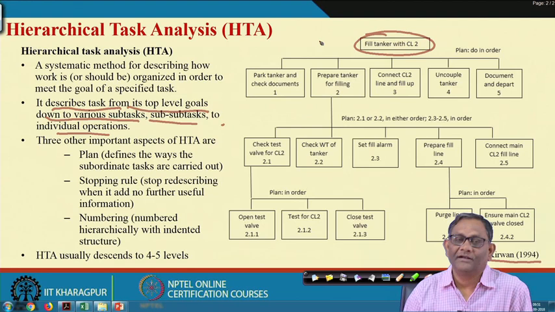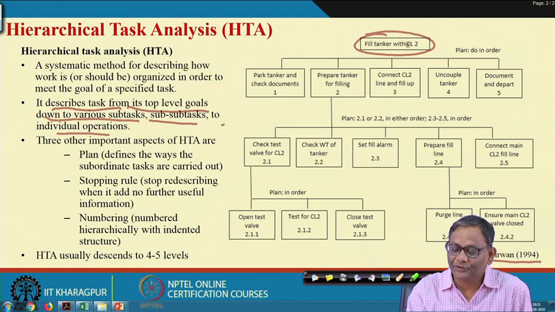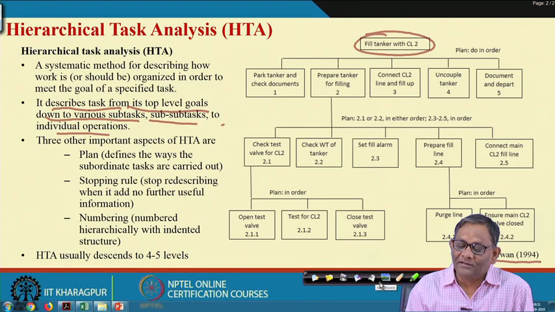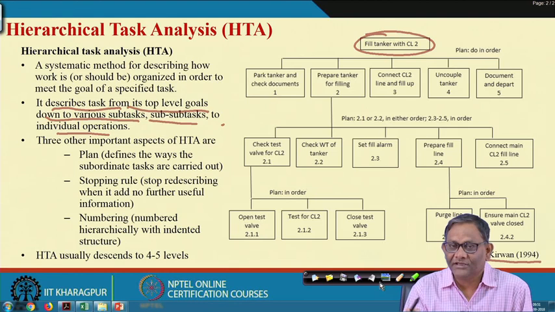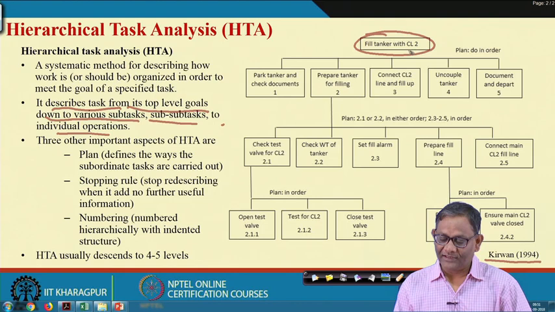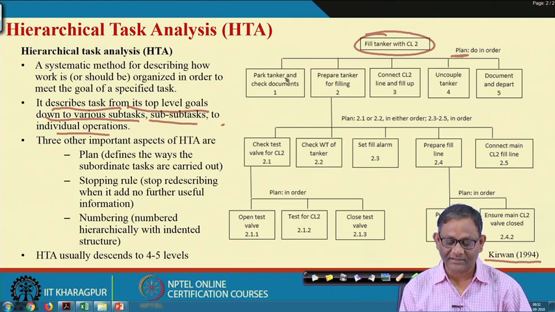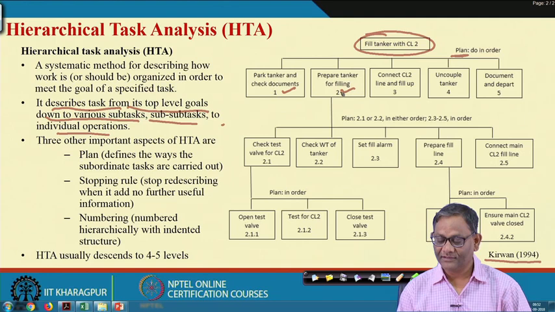Task analysis says this is my goal: we want to fill the tanker with Cl2. In order to achieve this, what are the things to be done? You have to first plan what is to be done, identify the sequence of execution, and the action to be taken. That is what task analysis is. Fill tanker with Cl2: first you are planning, and in order you have to first park tanker and check documents, then prepare tanker for filling, then connect Cl2 line and fill up, then uncouple tanker, document and depart. This is the order you have to do.